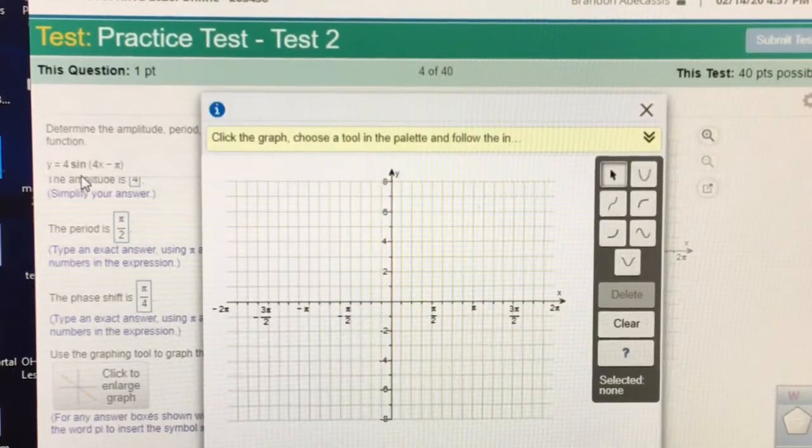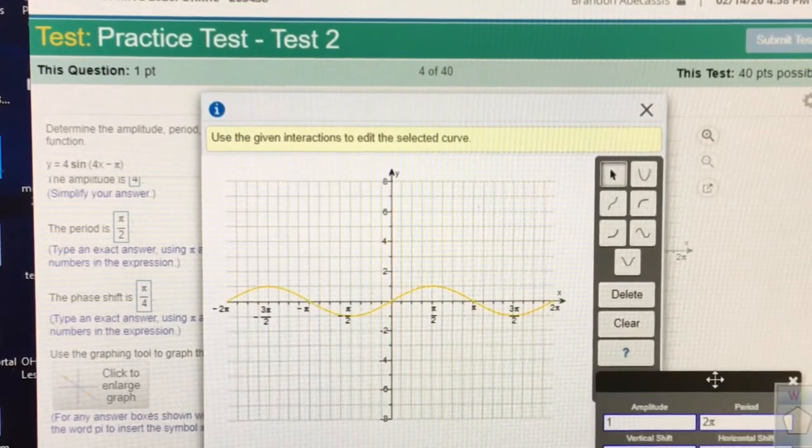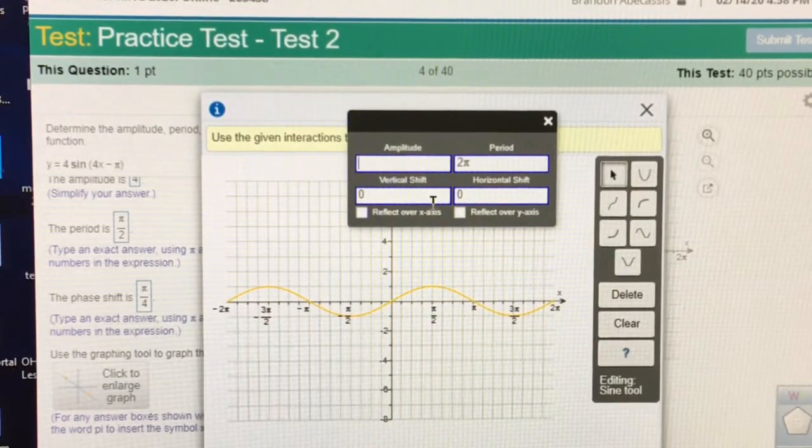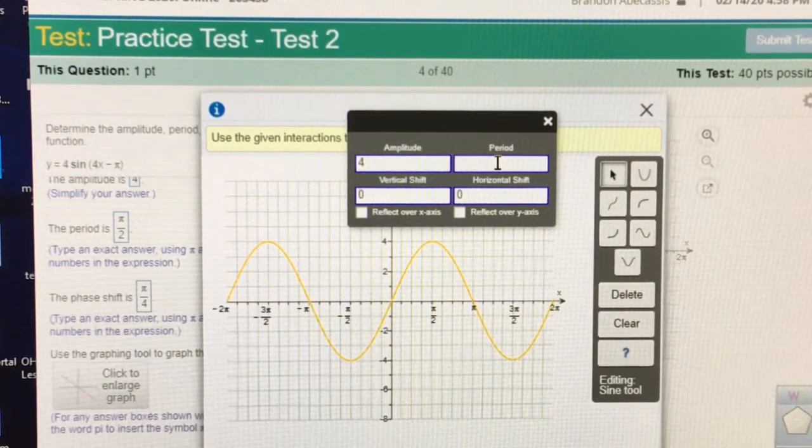Graphing, it's a sine, so it's going to be this one. Cosine would be this, it almost looks like a parabola, but it's not. So sine, I'm going to hit that. Amplitude was 4, no vertical shift. Period was pi over 2. You actually have to type in the word pi, and then divided by 2.